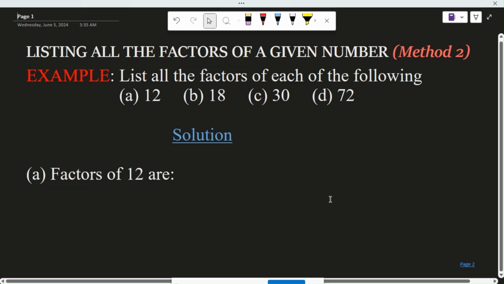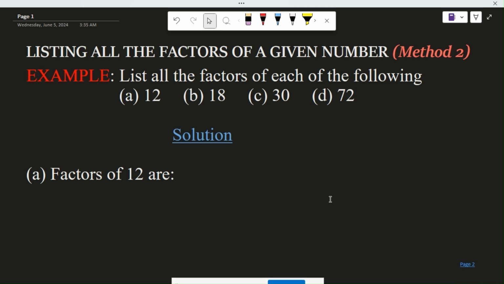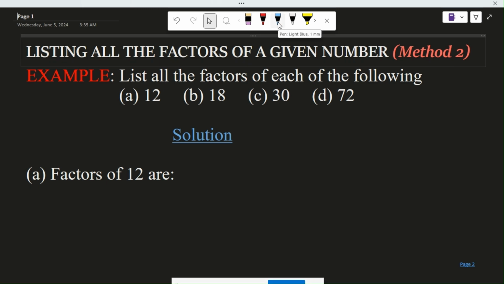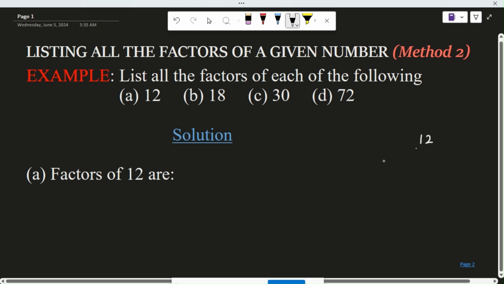Now, the question that we have here says we should list all the factors of each of the following numbers. We are going to consider the first one, which is 12. I'll start by dividing 12 by the first natural number that we have, which is 1. I'm using this method of division. I will have 12 divided by 1.